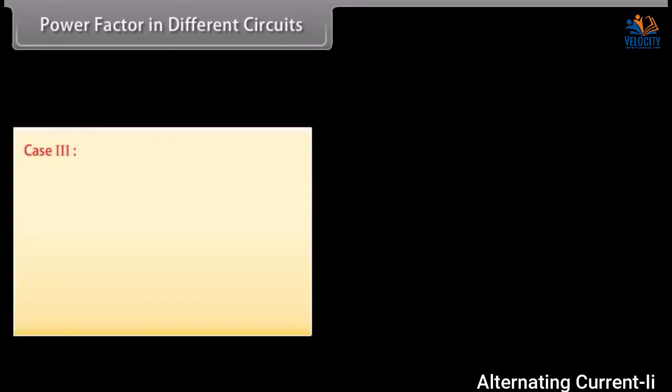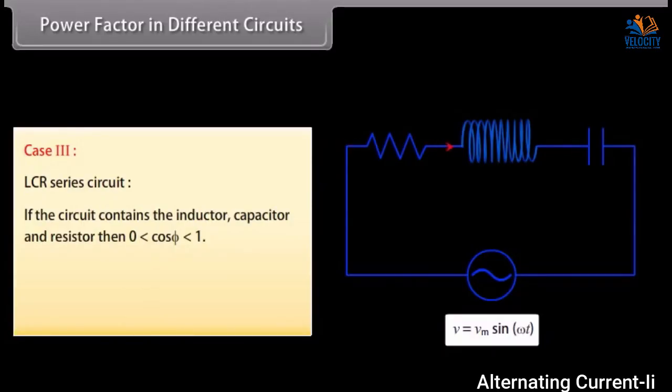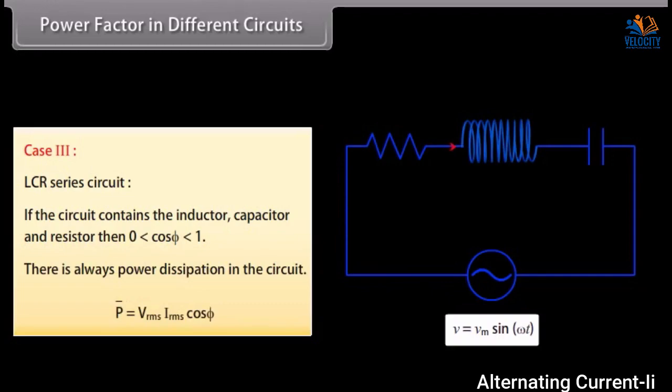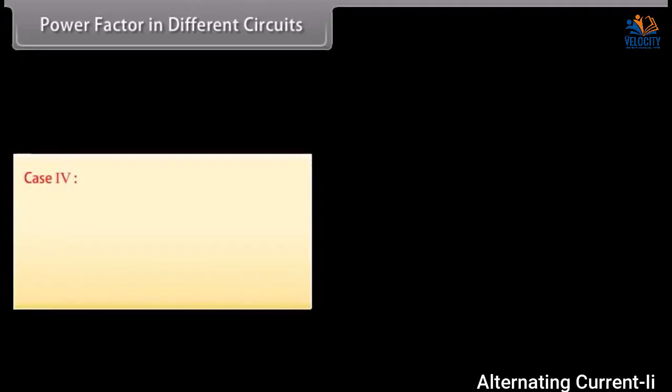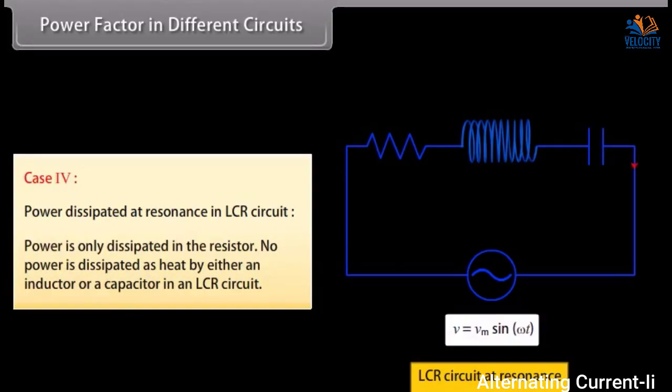Case 3. LCR series circuit. If the circuit contains the inductor, capacitor and resistor, then cos phi lies between 0 and 1. There is always power dissipation in the circuit. P bar is equal to product of Vrms, Irms and cos phi. Case 4. Power dissipated at resonance in LCR circuit. Power is only dissipated in the resistor. No power is dissipated as heat by either an inductor or a capacitor in an LCR circuit.